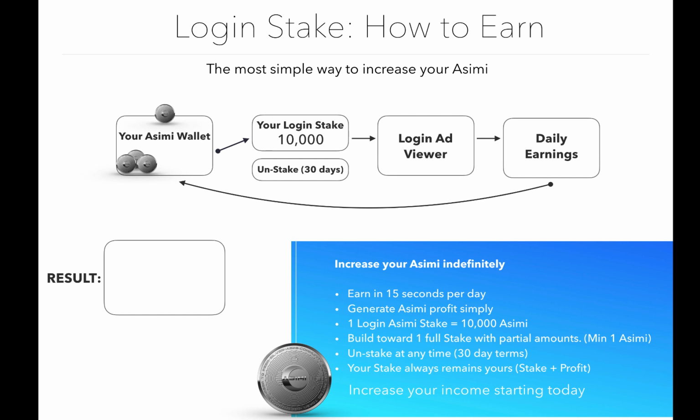When you choose to unstake your Asimi, it takes 30 days, and that's paid directly back into your Asimi wallet. So you've probably already guessed what the result of that is. It's really simple. It's your stake plus your earnings. So this means that every single person that participates in the login ad stake can generate an additional Asimi profit, additional Asimi tokens. And so if you want to build your Asimi reserves, acquire more Asimi tokens, this is one of the fastest ways to do that, because your stake, like I said, it's always yours.